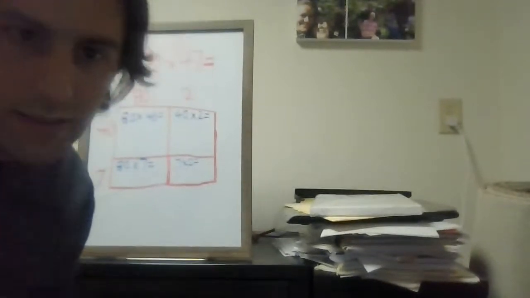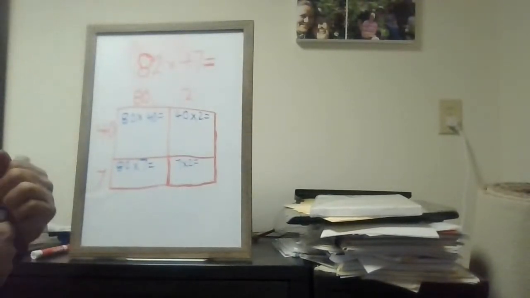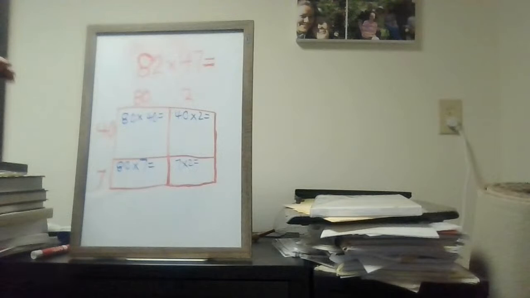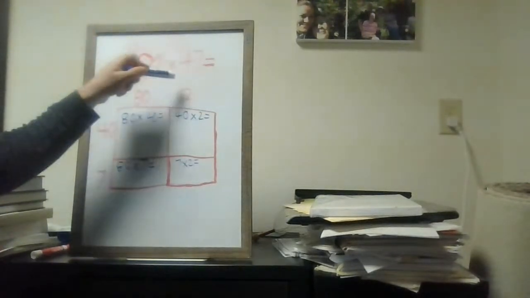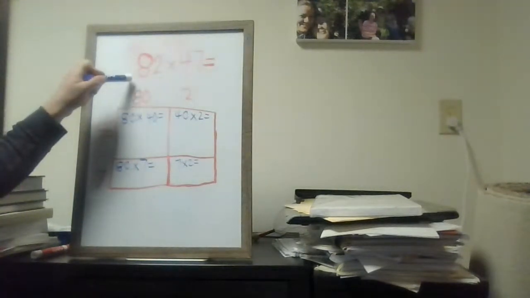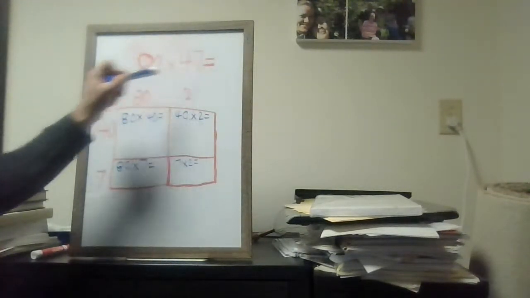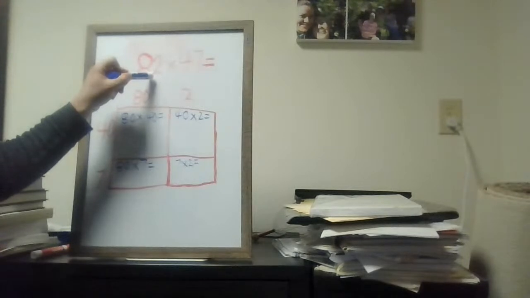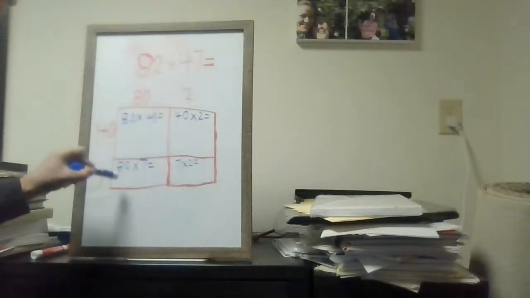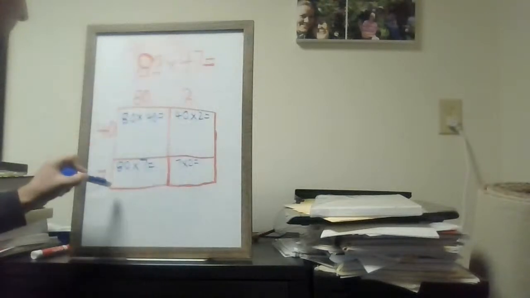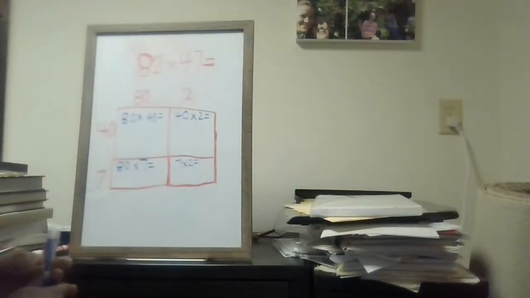I want to make sure you guys see the problems on the stream here. So in this box, we're multiplying both the digits in the tens place, 80 times 40. Then 40 times 2. Then 80 times 7. And 7 times 2.